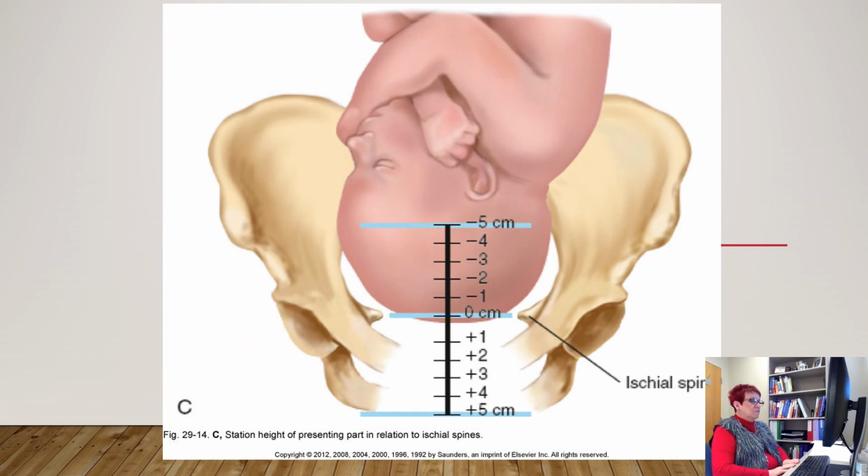Here's just another picture of it. If it's way up high, if it's above the ischial spines, we say that baby is not engaged. Even if she's having labor, she's not going to have that baby. That baby has to come down. And so there's a lot of factors that go into that, and we'll try to get into that with some discussion.